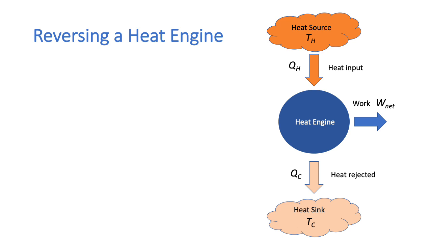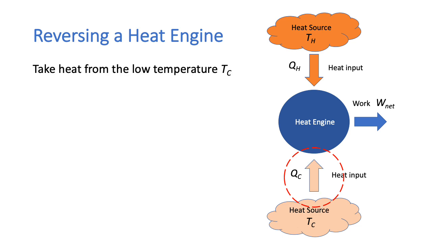In a reversible heat engine, all the processes are reversible. This means that an infinitesimal change will reverse their direction. So we look at the heat rejected, QC, from a heat engine. If we change the temperature of the heat engine by an infinitesimal amount, the direction of heat transfer will change. QC will become a heat input, which the engine takes from the low temperature, TC.